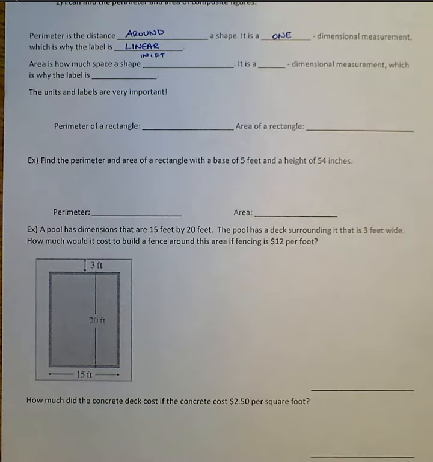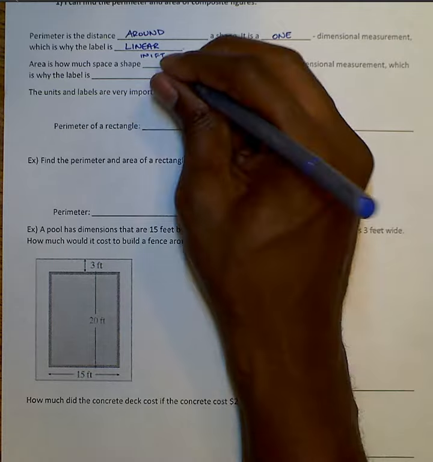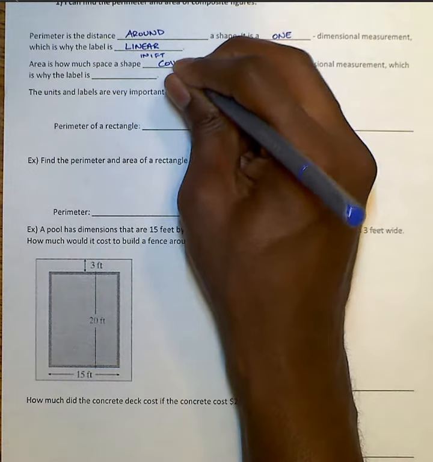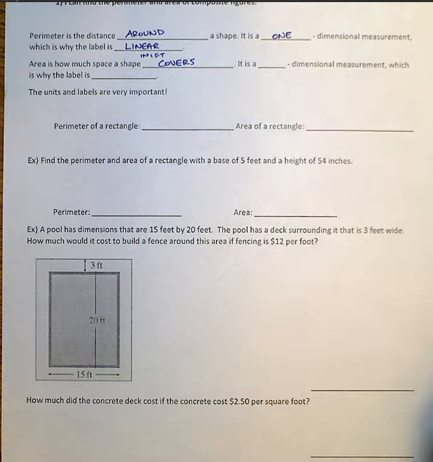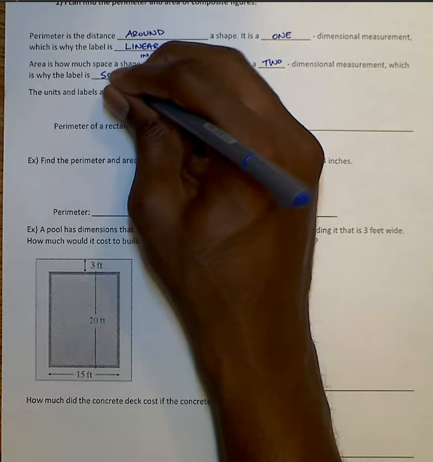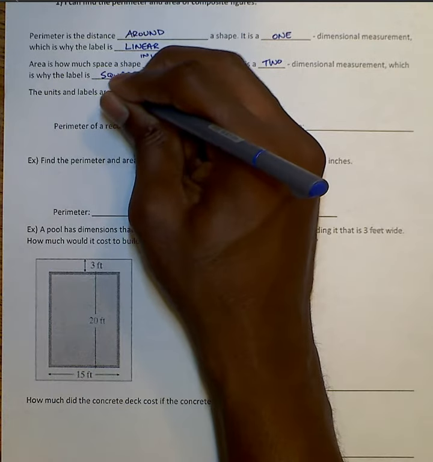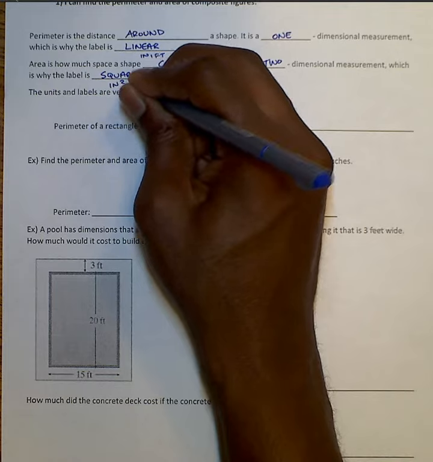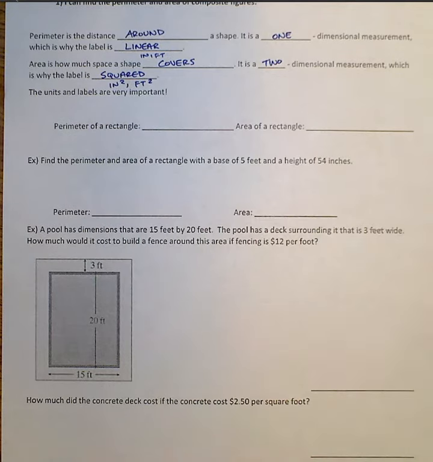Area is how much space a shape covers or takes up. It is a two-dimensional measurement, which is why the label is squared. Okay, you'll see that in inches squared and feet squared. Okay, the labels are very important.